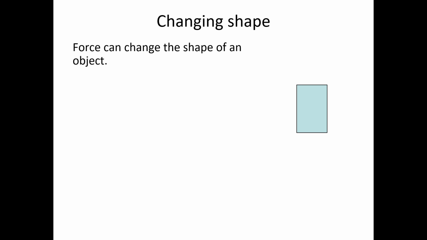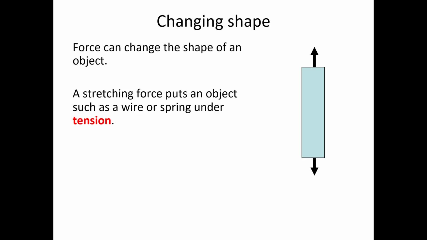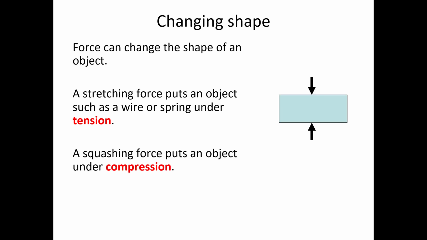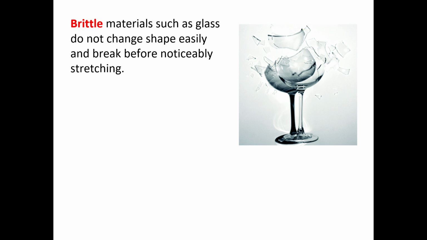Now, forces can change the shape, we said earlier. So a stretching force puts something under tension, okay, so it's a tensile force. And then you could get compressive forces, which squish an object, basically compress it. Okay, squashing force. You can have brittle materials then, like glass. They don't change shape easily, and they break before any noticeable stretching occurs. And a less common term, really, resilient materials don't break easily. Not something that comes up in most courses.